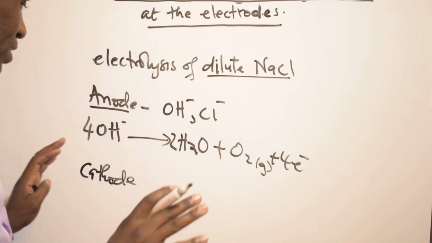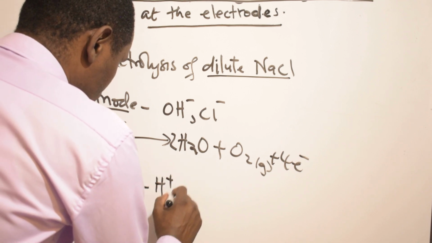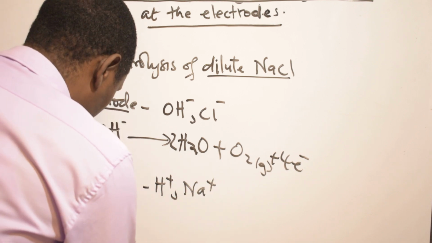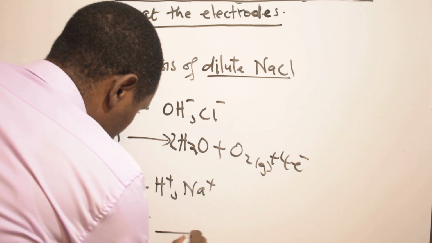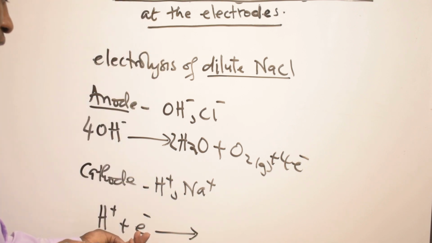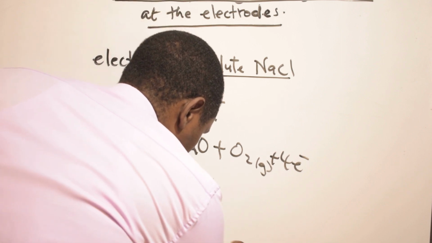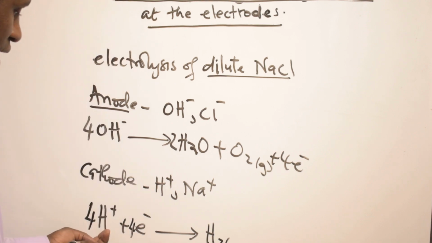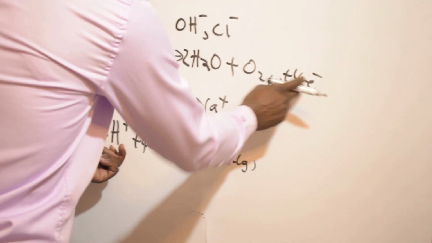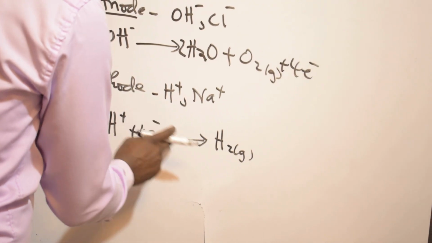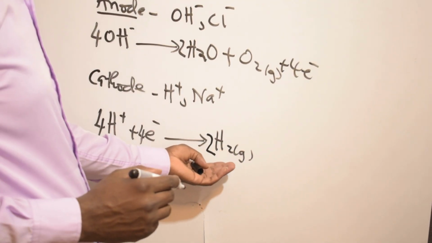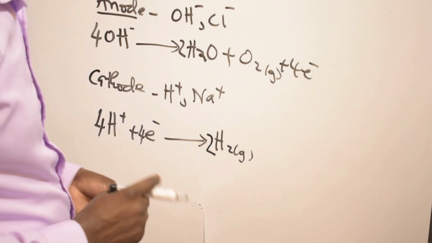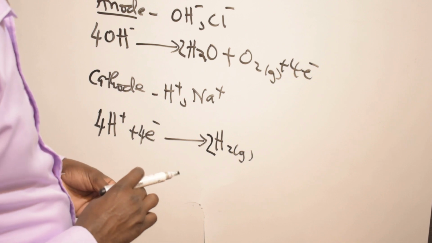cathode, nothing is affected, because there are hydrogen ions and sodium ions. Hydrogen ions, with the highest tendency to gain electrons, will be discharged, so we're going to have hydrogen gas. Maybe you can refer to the other equation that we wrote here. 4 hydrogen ions, in order to balance the 4 electrons, so we're going to have 4 hydrogen ions getting 4 electrons, and it will give us 2 molecules of hydrogen gas.